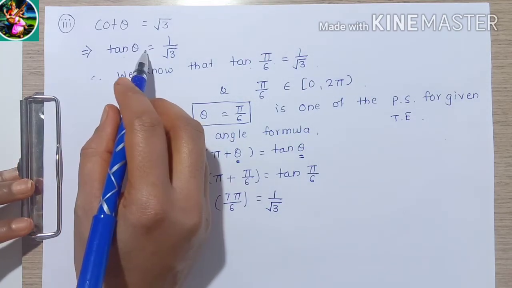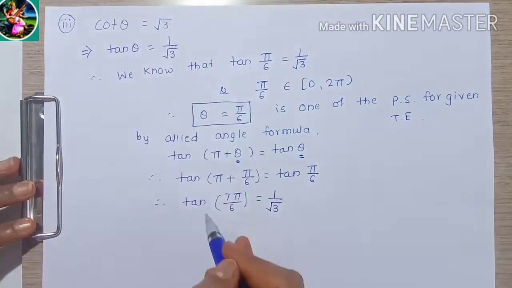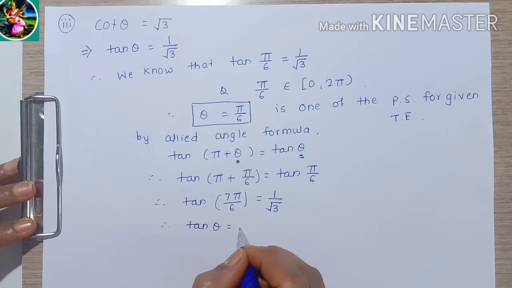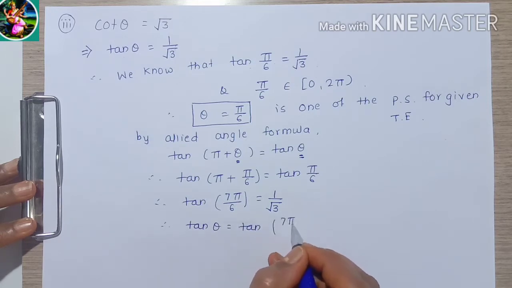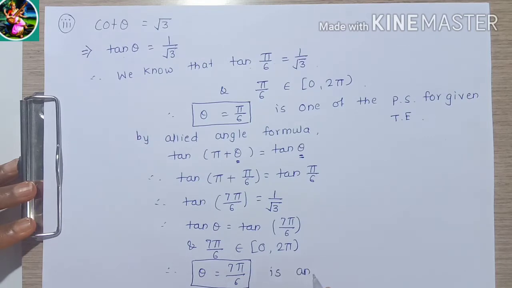Given equation is tan theta is equal to 1 upon root 3. The right hand sides are equal. Therefore, we write the equality of their left hand sides, that is tan theta is equal to tan of 7 pi by 6. And 7 pi by 6 lies between 0 to 2 pi. Therefore, theta is equal to 7 pi by 6 is another solution for the given trigonometric equation.